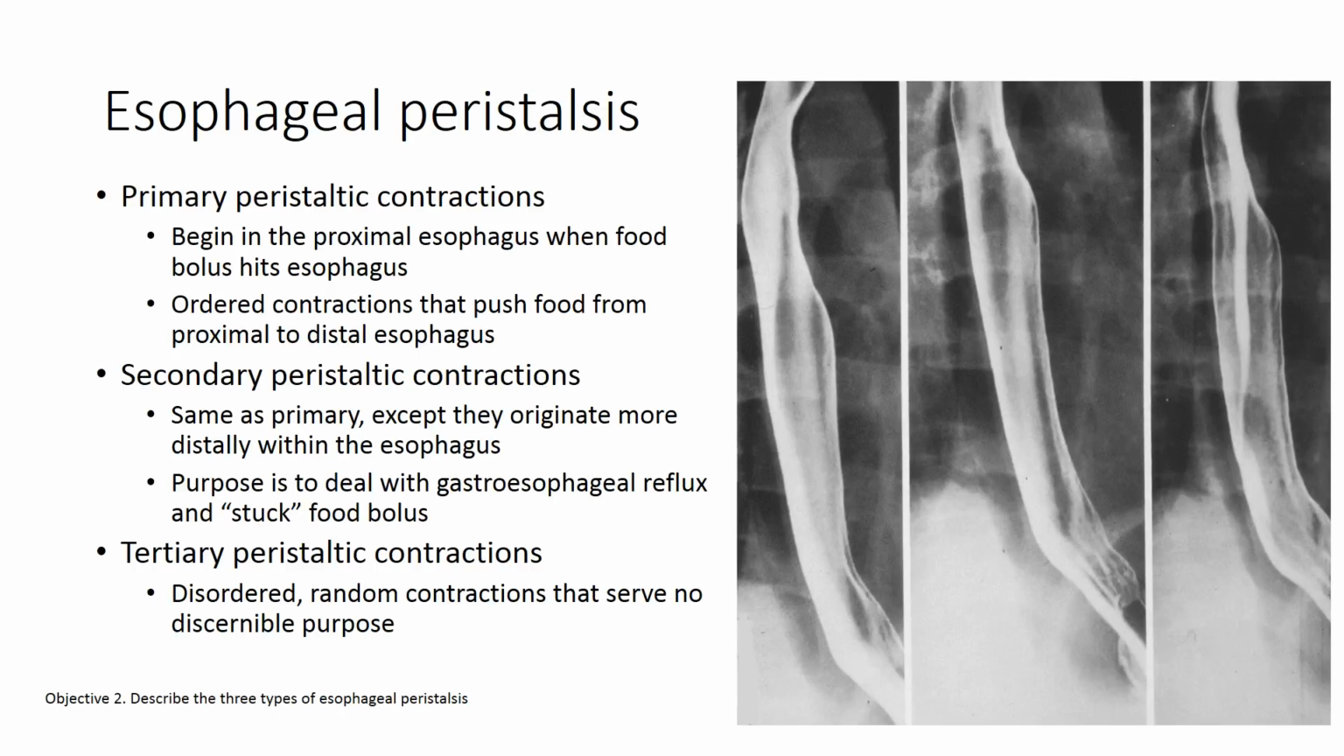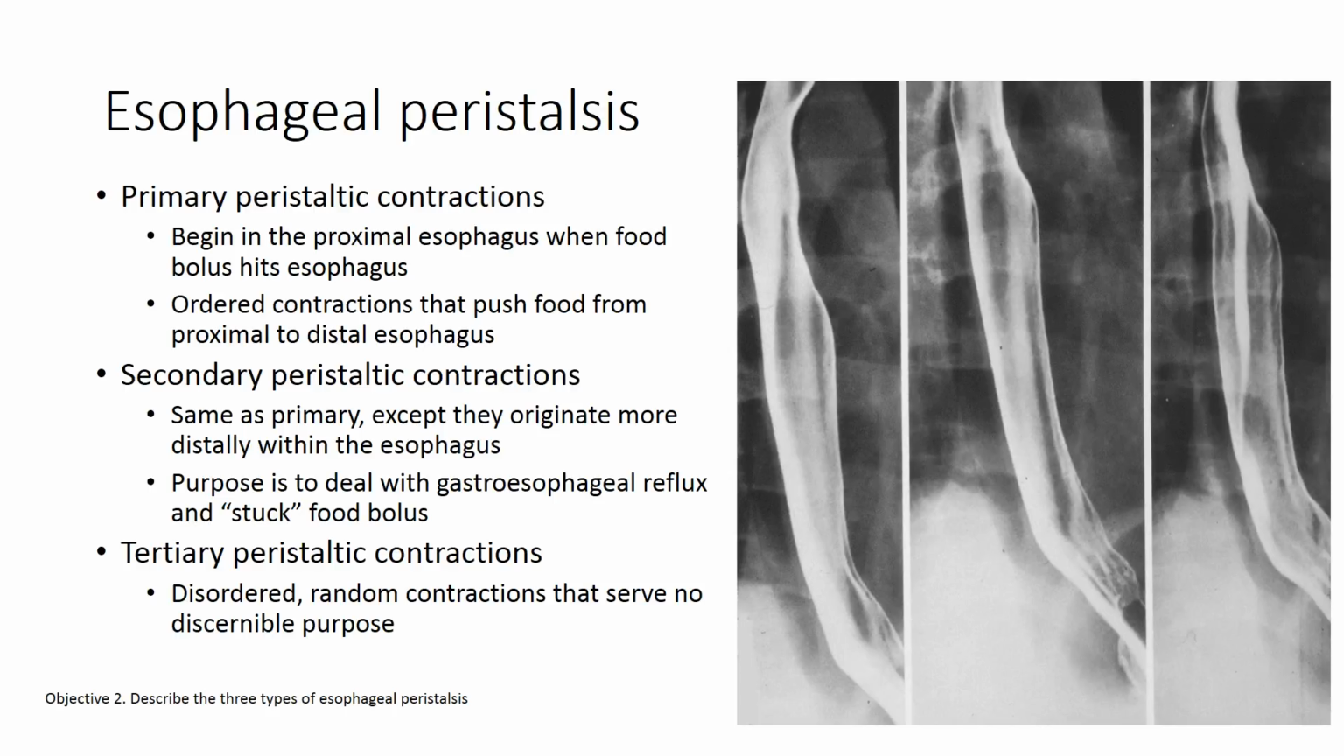So there are three types of peristaltic contractions within the esophagus. The first of these are called primary peristaltic contractions, and these have their origination in the proximal most portion of the esophagus. So when the food bolus passes through the pharynx and hits that esophagus, then the primary peristaltic contractions kick in and serve to propel that food bolus from proximal to distal.